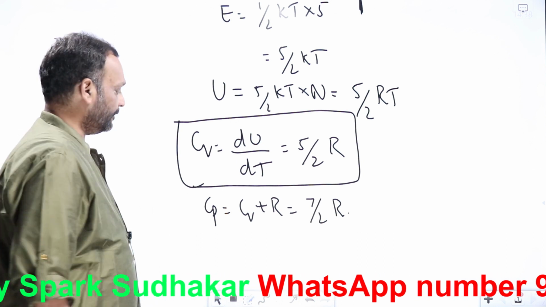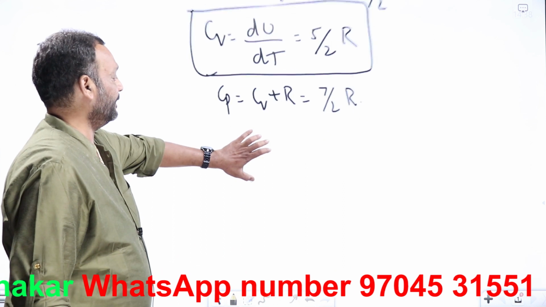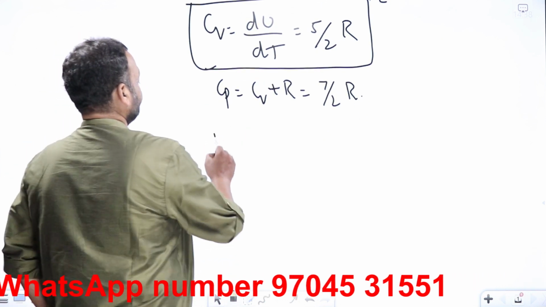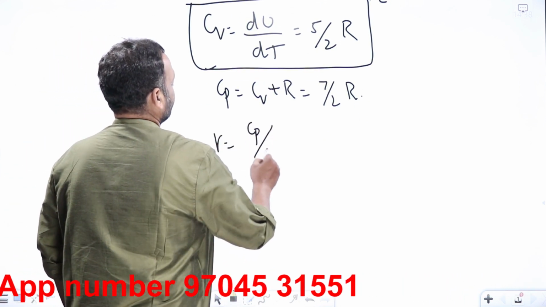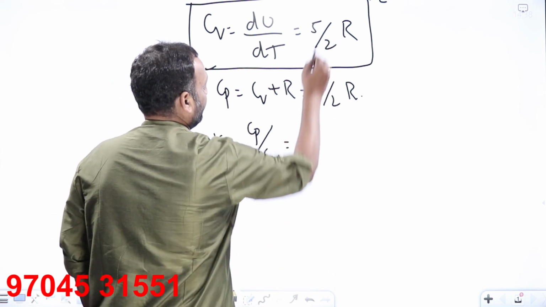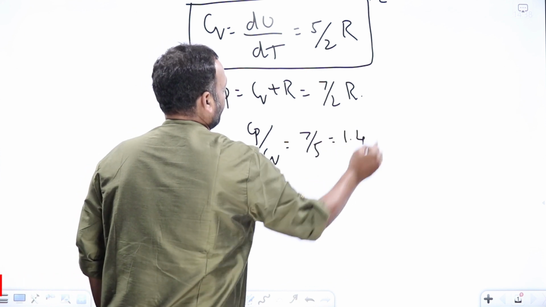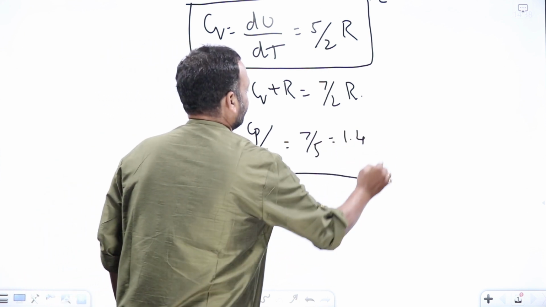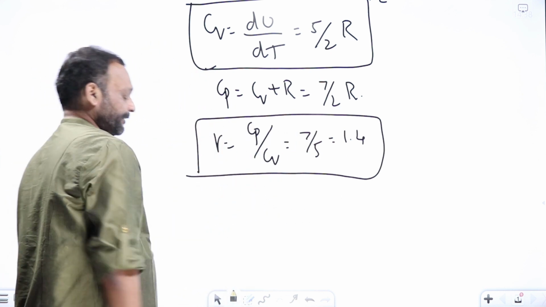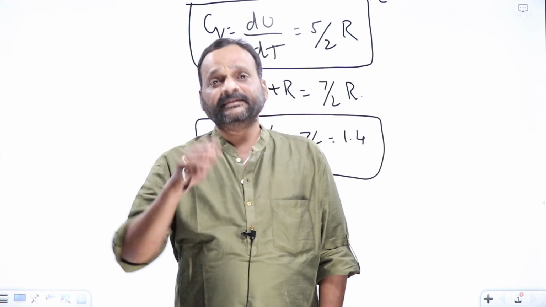So the ratio of specific heats Cp by Cv is nothing but our gamma. Gamma equal to Cp by Cv equal to 7 by 2 R by 5 by 2 R, nothing but 7 by 5, which is equal to 1.4. Gamma for a diatomic gas is 1.4. These things can be taken for granted whether they are mentioned in the exam or not.